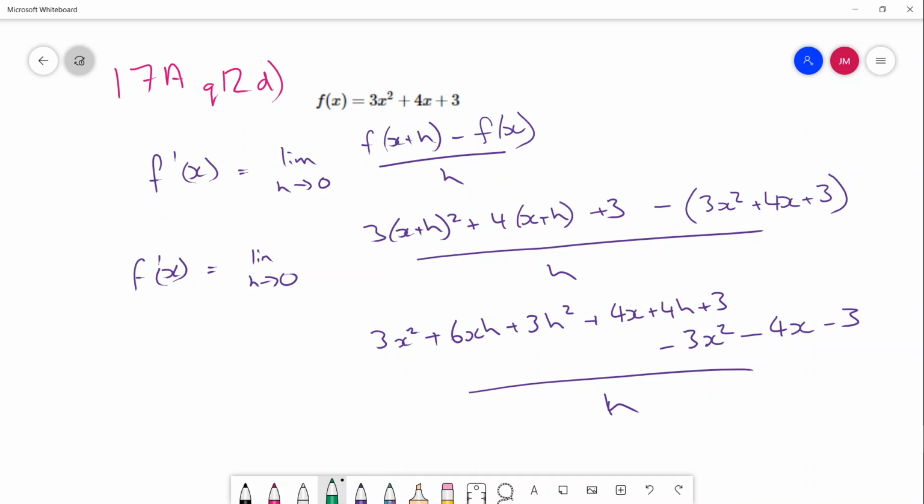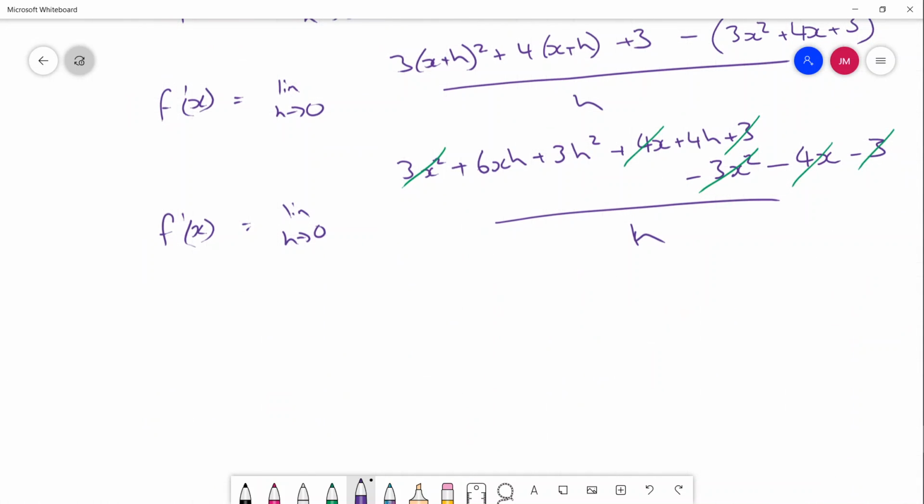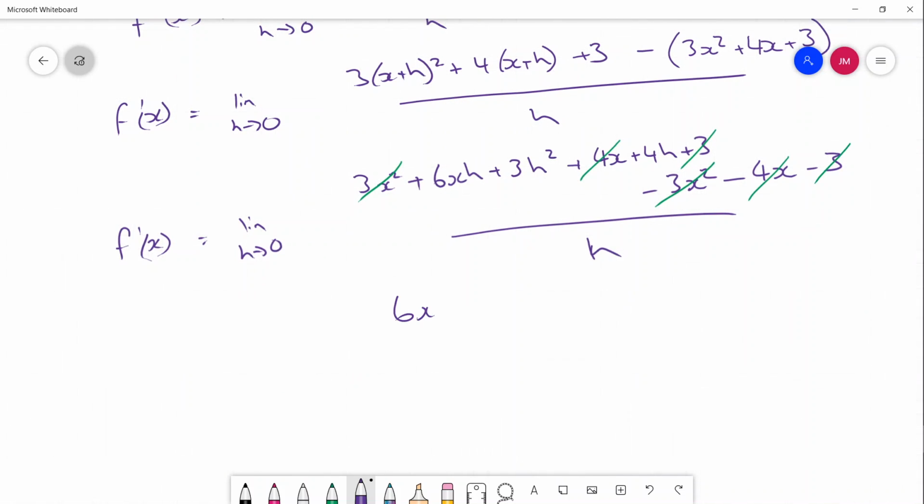So let's tidy this up. 3x squared minus 3x squared, I've got 4x minus 4x, 3 minus 3, and that would leave me with we've got 6xh plus 3h squared plus 4h, all divided by h.